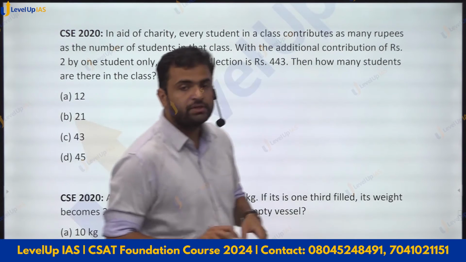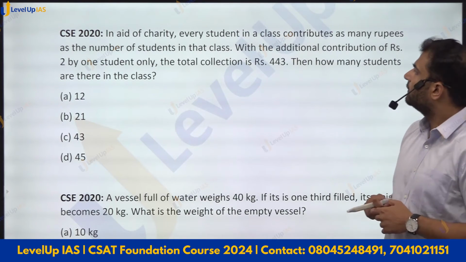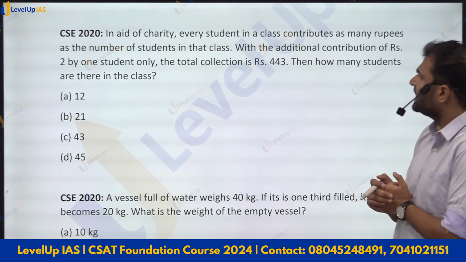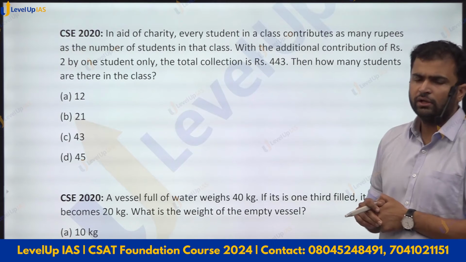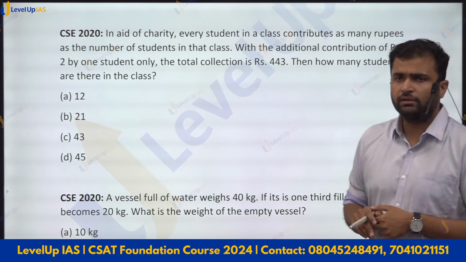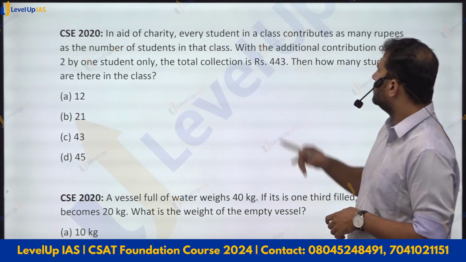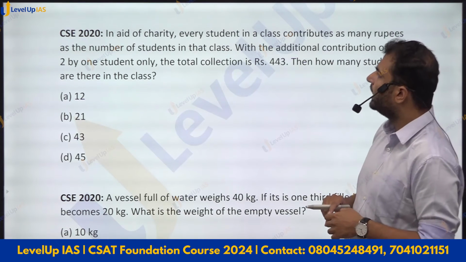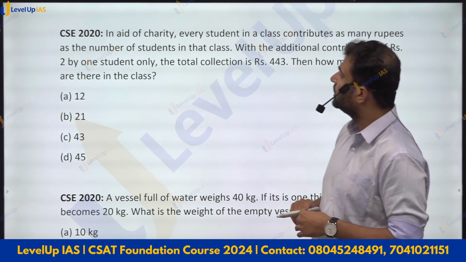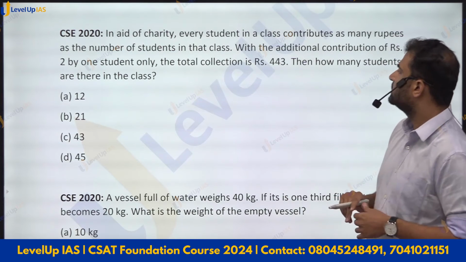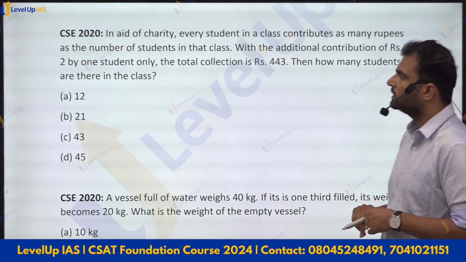Okay. The next question is: in aid of charity, every student in a class contributes as many rupees as the number of students in that class. So if there are 10 students in the class, every student will contribute 10 rupees, like that, with an additional contribution of rupees 2 by only one student. So the total collection is 443. What is the number of students in the class?